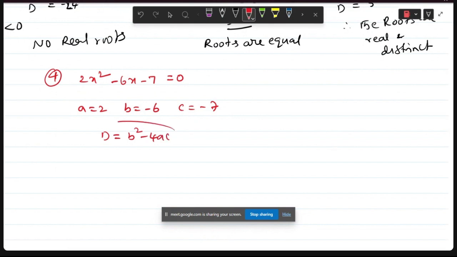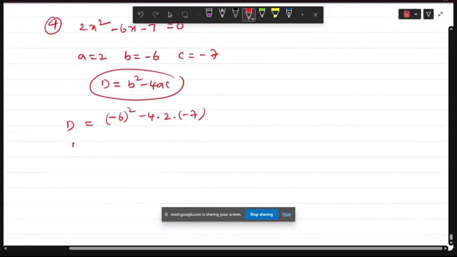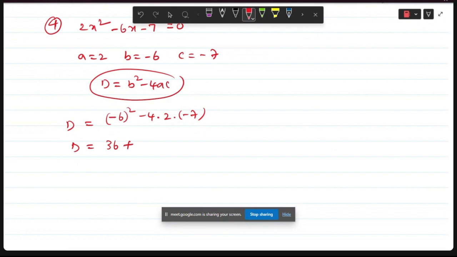Yes, sir, that's what I was saying. This is also minus 6, and whole square minus 4 into a value, sorry, 2. Real and distinct. Yes, correct. Very good, ma'am. 36 plus, 4 2s are 8, 8 7s are 56. So therefore D is equal to what? 92. Okay.